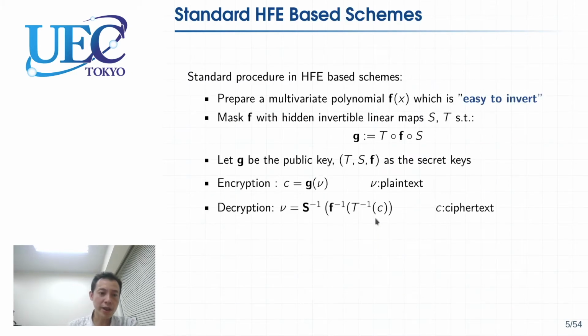So let us look into this SFE. The standard procedure in SFE-based schemes is, first, we need to prepare a multivariate polynomial f, which is easy to invert, and mask it with hidden invertible linear maps S and T. And we compose a function g using f, t, and s as follows. And we make g the public key, and t, s, f the secret keys.